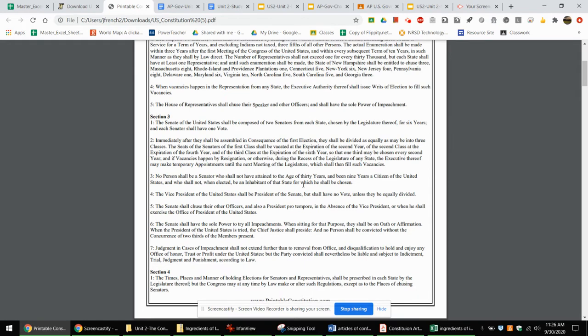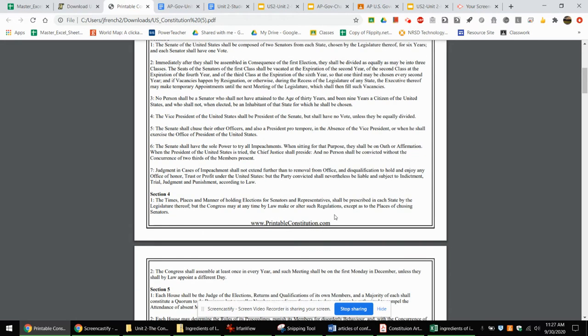Next, you have Section 3, which is all about the Senate. So, again, you have to be 30 years old to be in the Senate. Your term in office is 6 years, not 2 years. Every state gets two senators. So, that's all set up in Section 3. It talks about some of their unique powers. So, again, they have the power to try all impeachments.